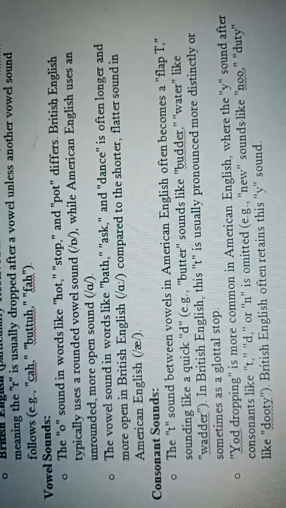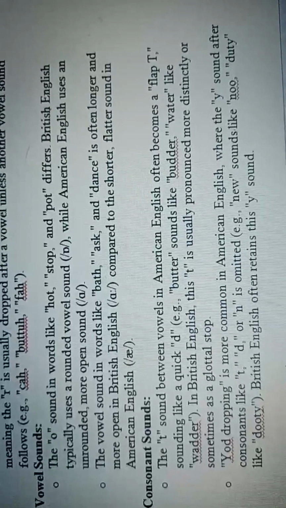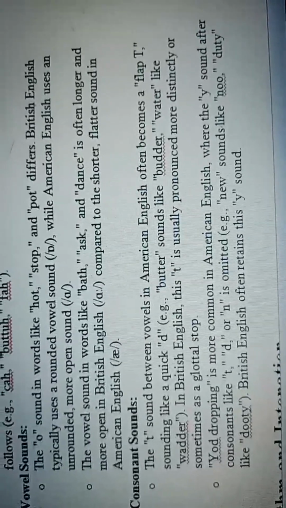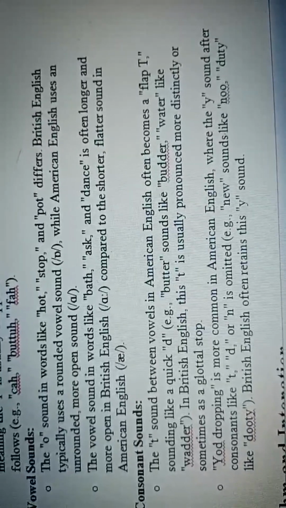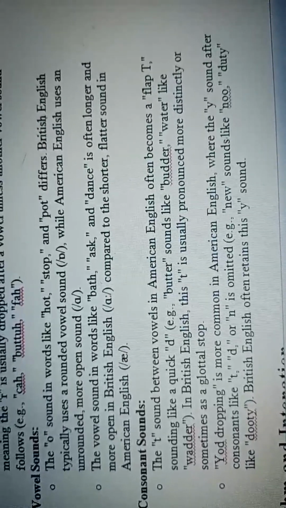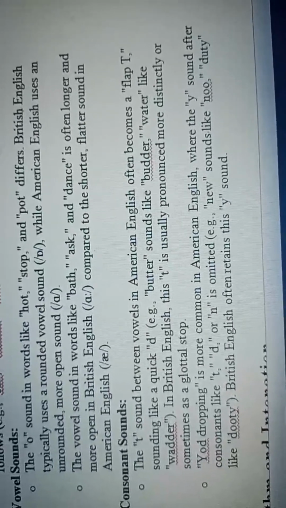glottal stop. Yod dropping is more common in American English, where the Y sound after consonants like T, D, or N is omitted. For example, new sounds like noo, duty sounds like dooty. British English often retains this Y sound.